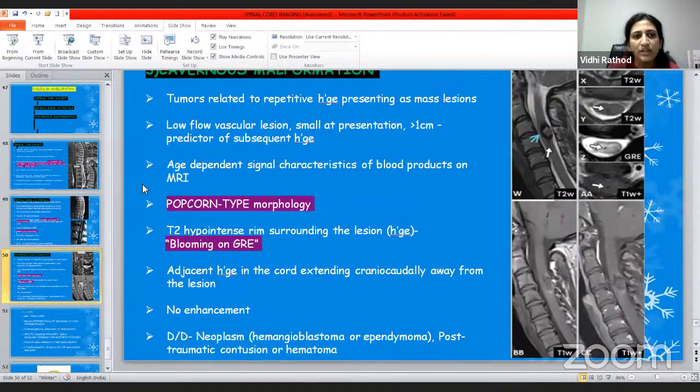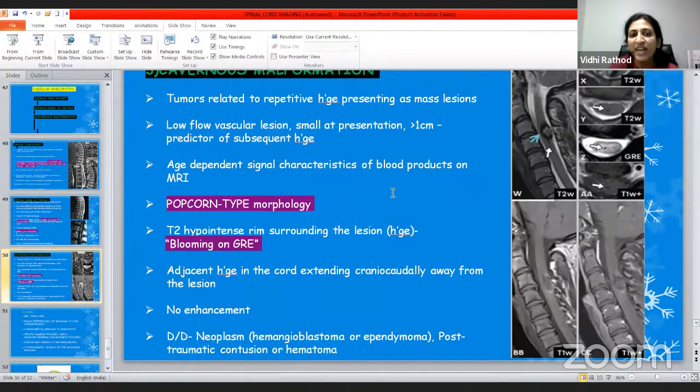Lastly, coming to cavernous malformations. Cavernous malformations are tumors related to repetitive hemorrhage which present as mass lesions. They are low flow vascular lesions, and if the size increases more than 1 centimeter on 2 subsequent scans, we can say that subsequent hemorrhage has occurred to the lesion, and that's why the increase in size. It is basically depending on the blood products.